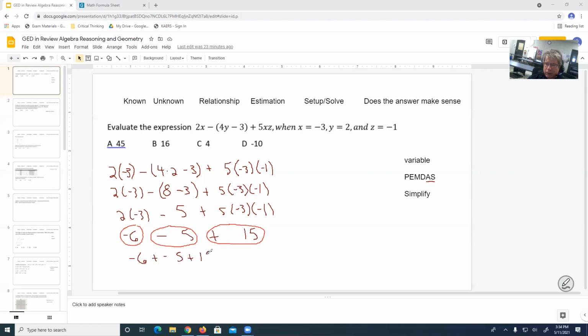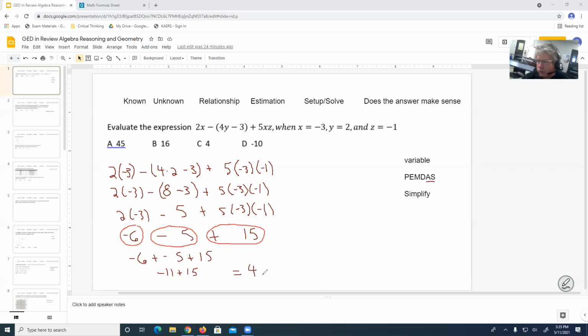Addition order does not matter. So I'm going to just add -6 plus -5. That's going to be a -11. And then you're going to have a -11 plus this 15. I'm kind of running out of room. So -11 plus 15 is going to end up being then 4. So that's how you would do that without a calculator.